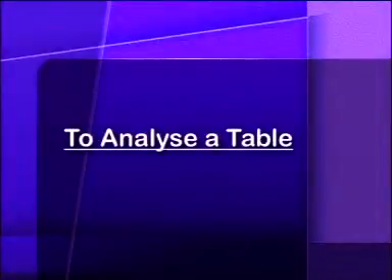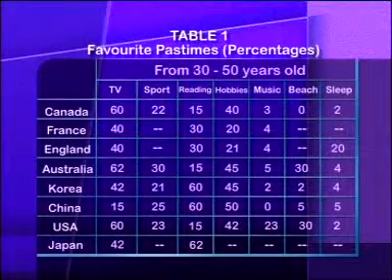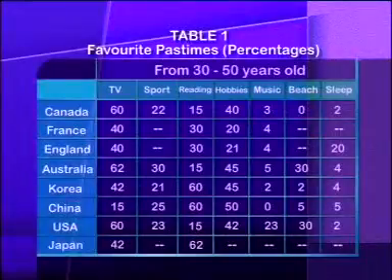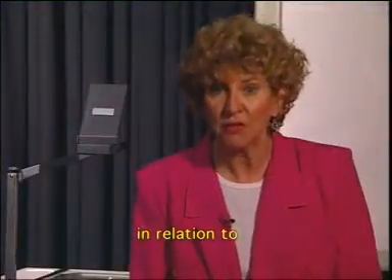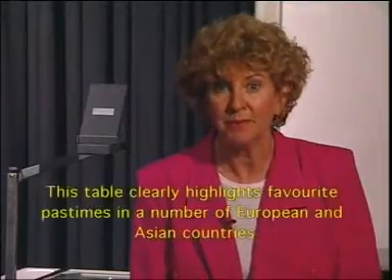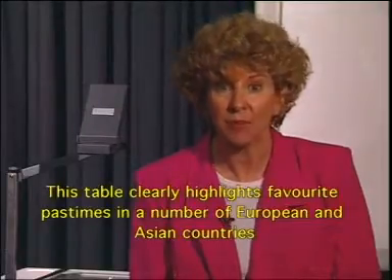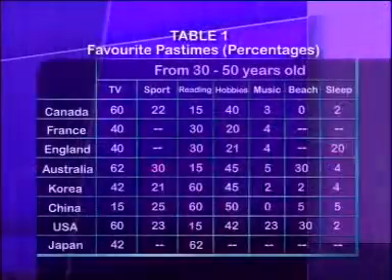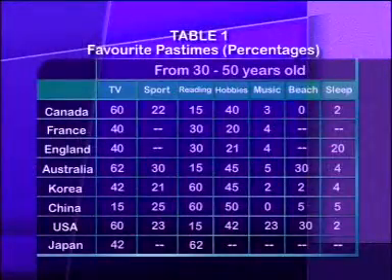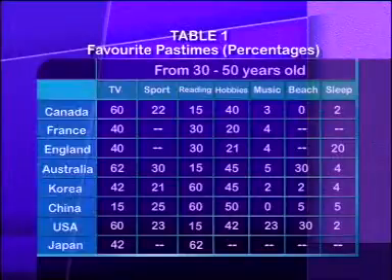To analyse a table. Tip 1. In tables, there's always information across the top and information down the side. The information across the top is always analysed in relation to information down the side. So the introduction to this table could be: this table clearly highlights favourite pastimes in a number of European and Asian countries. The pastimes are analysed in relation to a number of nationalities, such as English, French and Chinese.